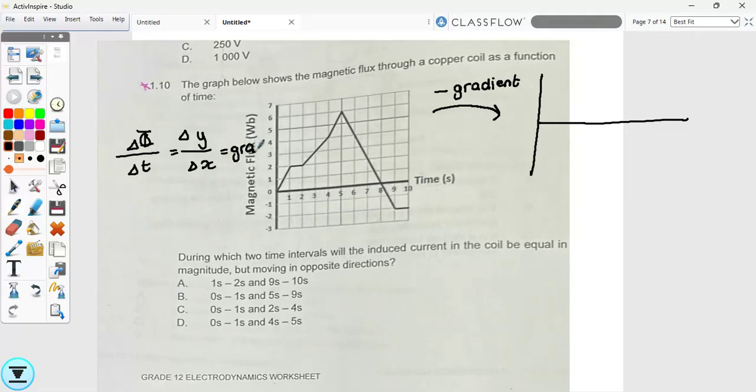But then because of Lenz's law, we have a negative here, and if there are different windings there. So I should just say almost directly proportional there. And that is why it's the negative of the gradient. So when you go from there to there, it's always the negative of the gradient. So they want to know they'll be equal in magnitude, but going in opposite directions. So we're looking at equal gradients, but the one must be positive and the other one must be negative. So now we're just going to have to look at where the gradients give us the same value.